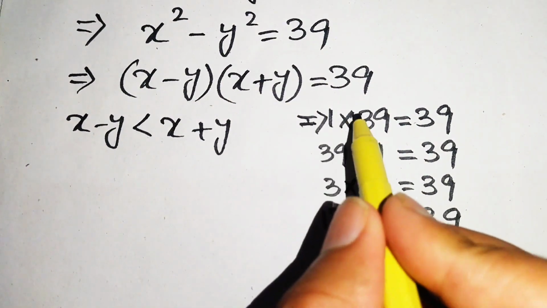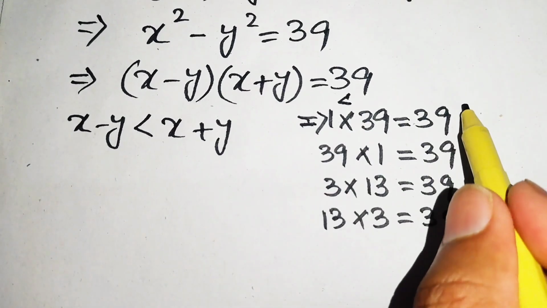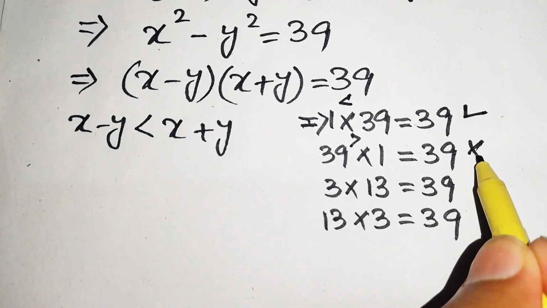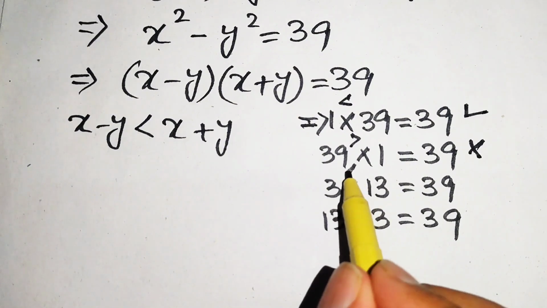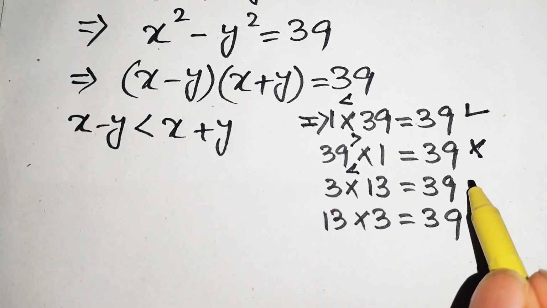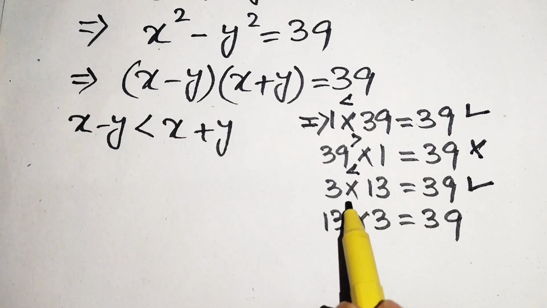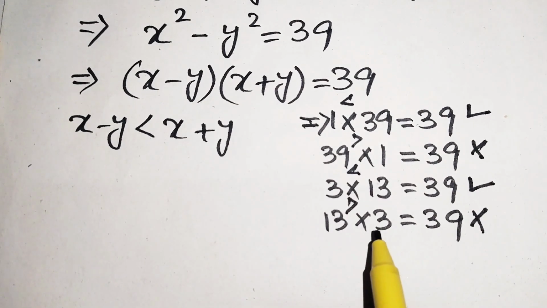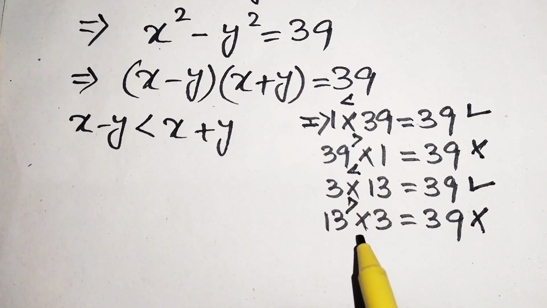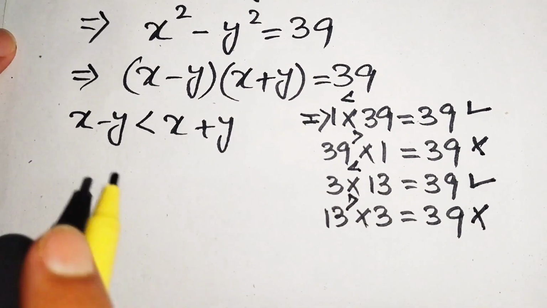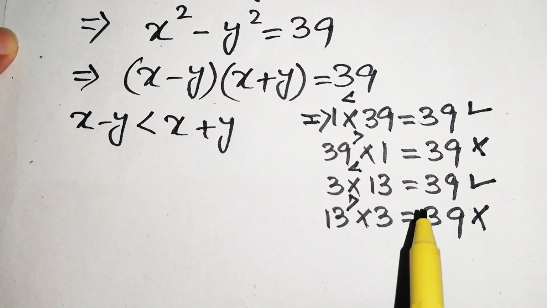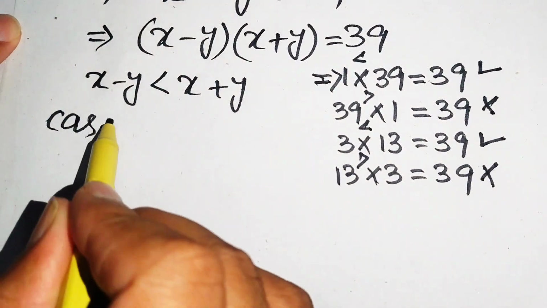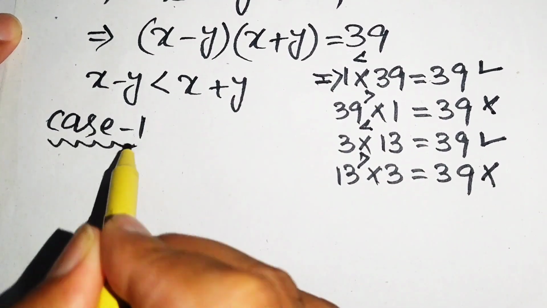If you see here, 1 is less than 39, so we choose this case, but here 39 is greater than 1, so we reject this case. Similarly here 3 is less than 13, so we choose this case, and here 13 is greater than 3, so we reject this case, because we need our first number to be less than the second number. Now we compare the left hand side with these two possibilities, and we get two cases. So we write here our case number 1.